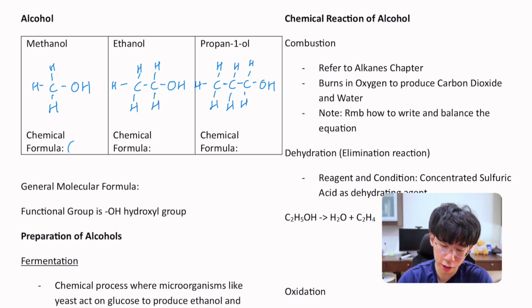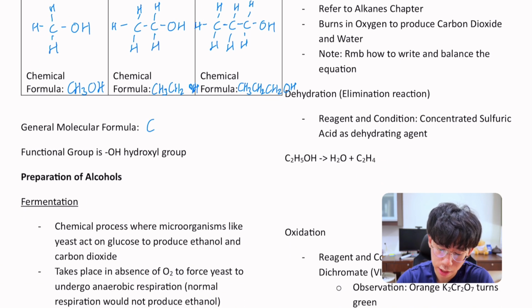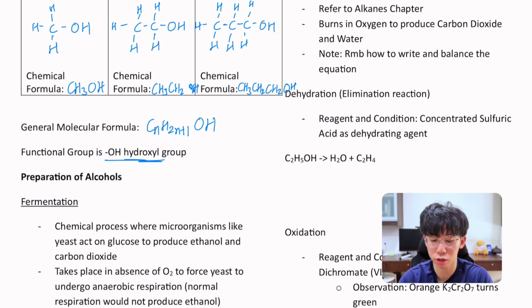The chemical formula for each are as such: CH3OH. This chemical formula is CH3CH2OH. The last one, for propan-1-ol, is CH3CH2CH2OH. And thus, the general formula for these kinds of compounds is CnH2n+1OH. And yes, the functional group of these alcohols is the OH hydroxyl group.